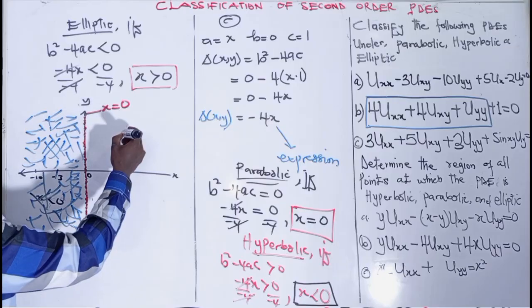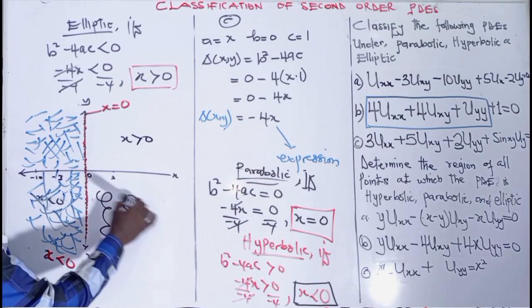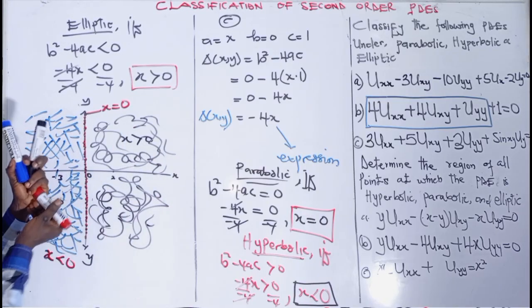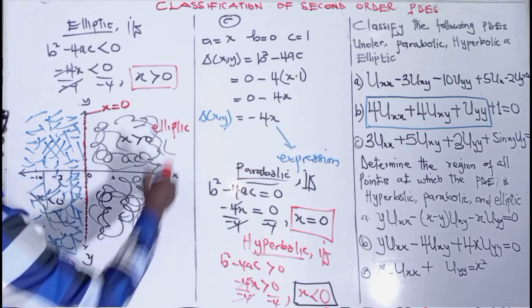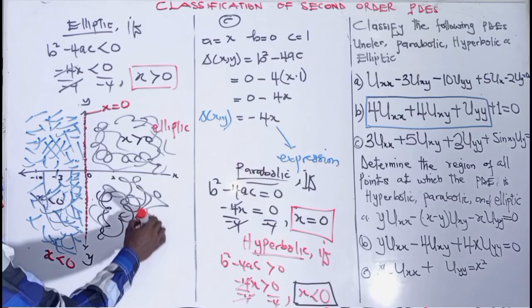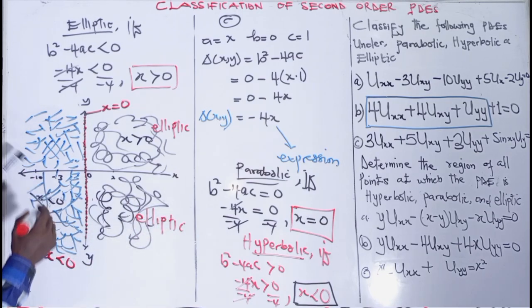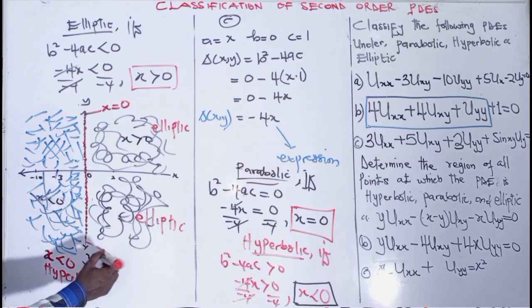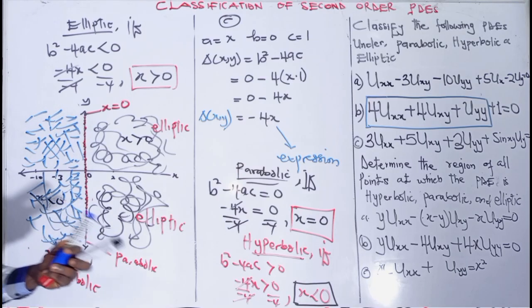So this means that this area is x is greater than 0. That is what? Elliptic. So you can say that this area, this region is what? Elliptic. This area is also elliptic. This area is what? Hyperbolic. And then on this line, the equation is what? Parabolic. Very, very easy and simple. I guess you are following.